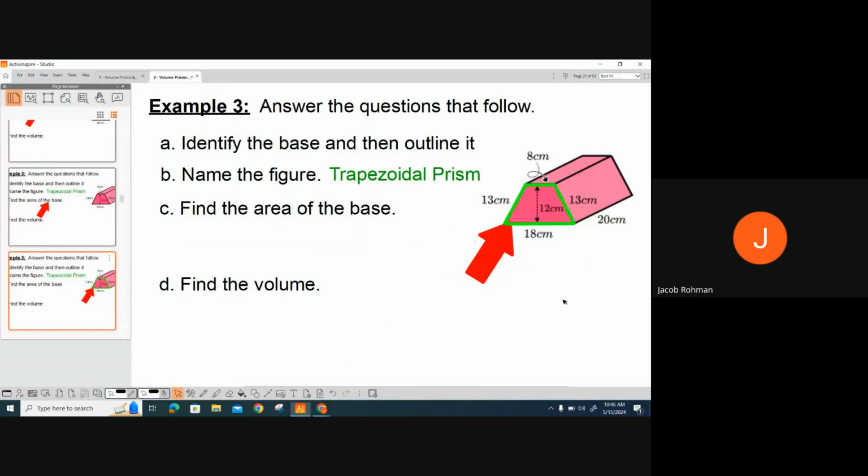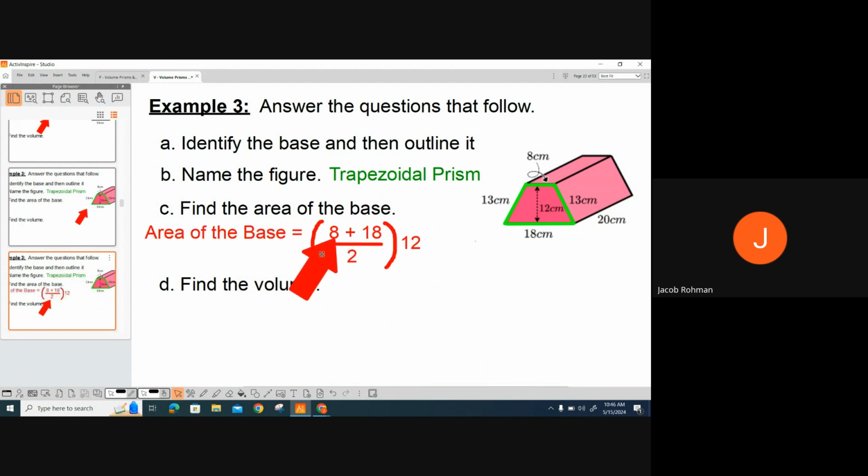So in green, the trapezoid, remember the area of the trapezoid is base 1, which is 8, plus base 2, which is 18, then divided by 2, then times the height, which is 12. So I'm going to show that. So base 1, which is 8, plus base 2, which is 18, divided by 2, then times 12. And if we do those calculations, we're going to get 156 centimeters squared.